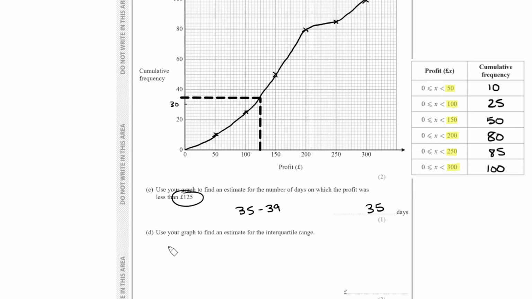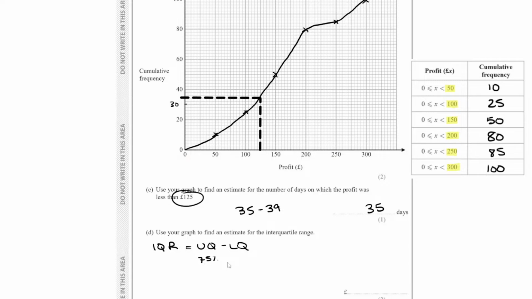is now the opposite. So use your graph to find an estimate for the interquartile range. Another really easy question as long as you memorize what you're supposed to do. So interquartile range, we obviously need to know what that is: the difference between the upper quartile and the lower quartile, because it's literally a range, isn't it? Now the upper and lower quartiles, we need to know what those are. The upper quartile is 75% of the cumulative frequency.